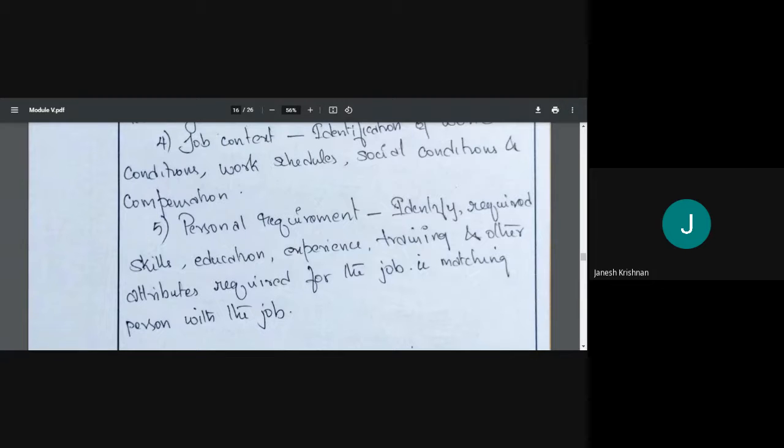Right? Then personal requirements. So identify the required skills, education, experience, training, and other attributes which are required for the job. That will change from job to job, company to company. Right? Clear? So this is the first step in matching person with the job.